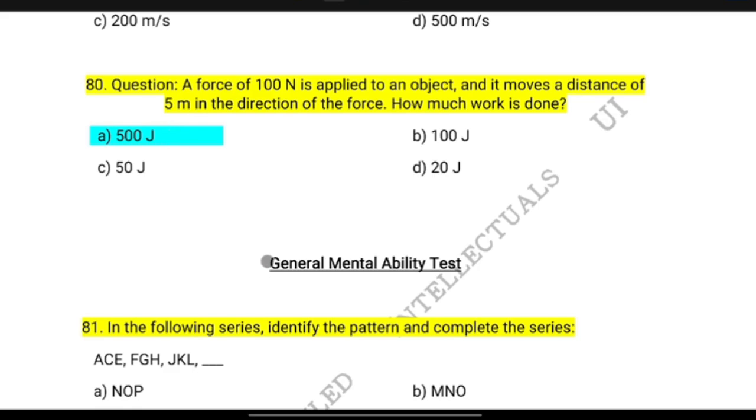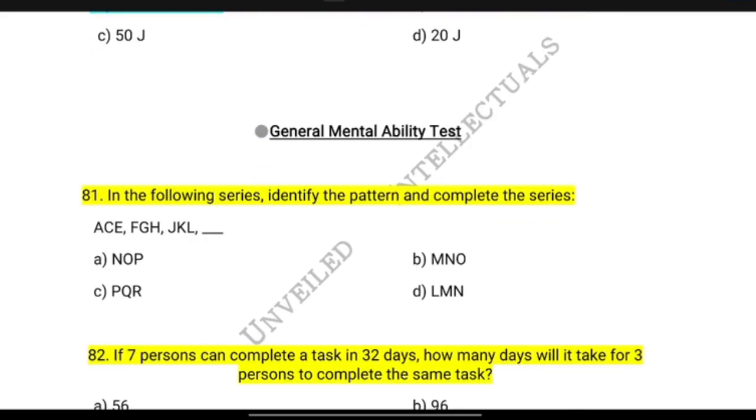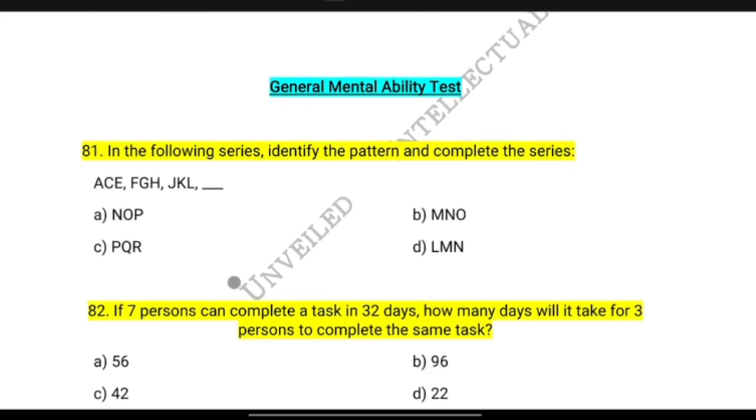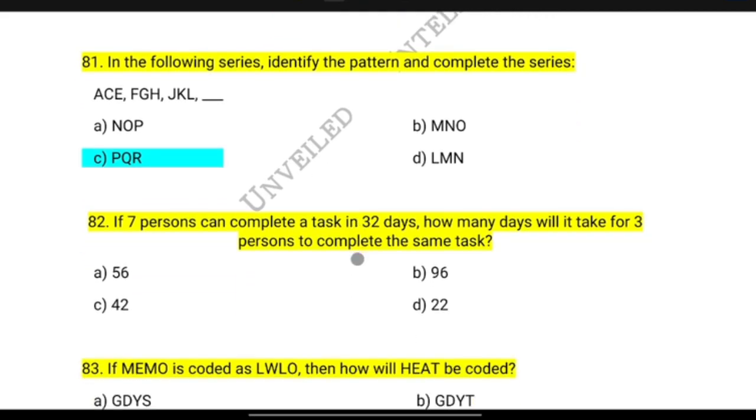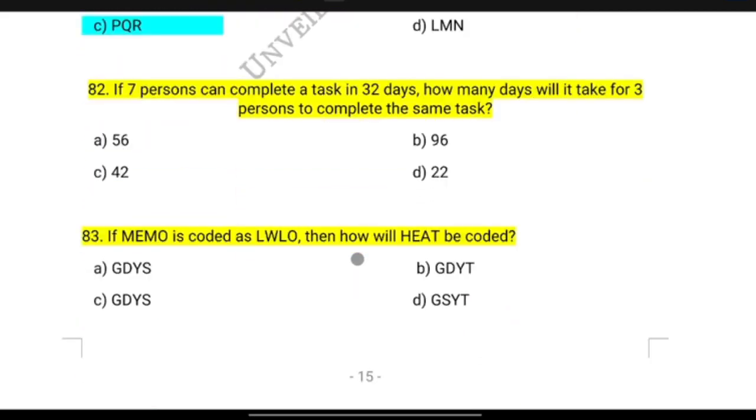Now the ninth section is General Mental Ability Test. 81. In the following series, identify the pattern and complete the series. Correct answer is C. PQR. 82. If 7 persons can complete a task in 32 days, how many days will it take for 3 persons to complete the same task? The answer is B. 96 days.